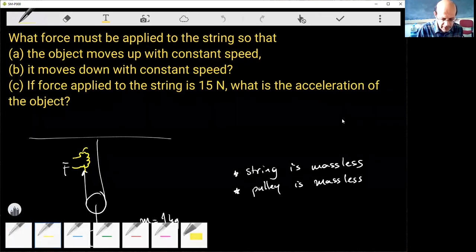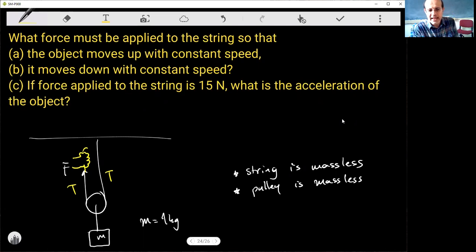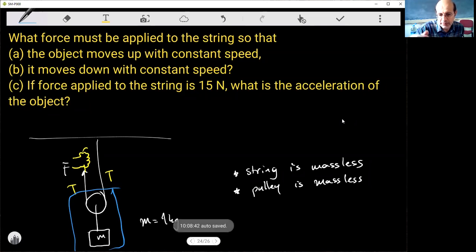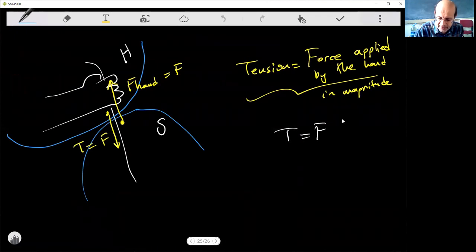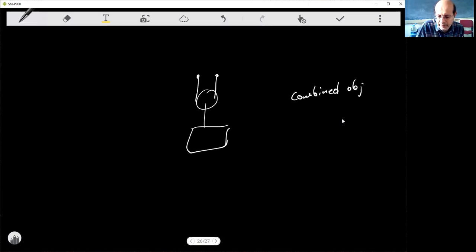In that case, let me use the yellow color here. We have tension equal to T on both sides of the string, because it's the same string. And then we have this isolated object here. I'm going to include the pulley inside the object. Let's see it like that. I'm going to add a page also. So we have this thing here, and this is my combined object. Its mass is the mass plus the mass of the pulley plus the mass of the strings, but they are massless. So the mass of the combined object is still m.